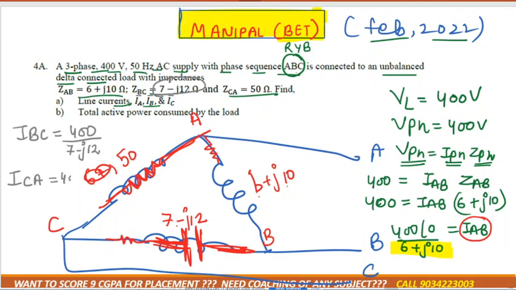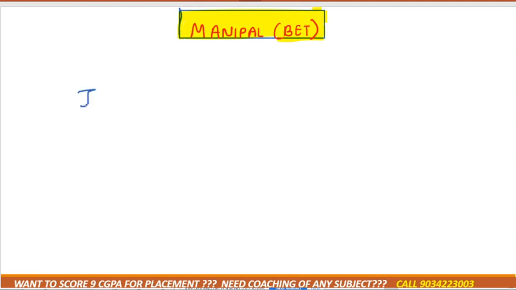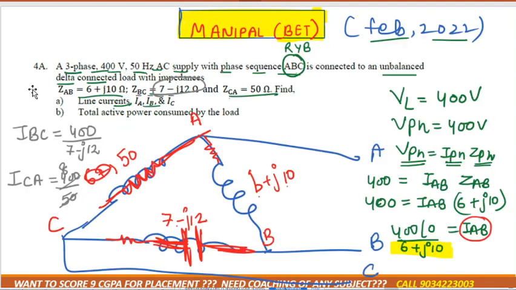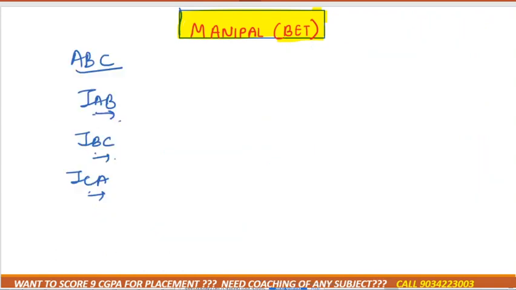Similarly, we can get the value for ICA. ICA is 400 divided by ZCA. ZCA is 50. So ICA we can directly get as 8 angle 0. So ICA is 8 ampere. Okay, understood? Now we are getting IAB, we got IBC, and we got ICA, right? A, B, C sequence. A to B, B to C, C to A, correct? So it's an A, B, C sequence. But these are the phase currents.